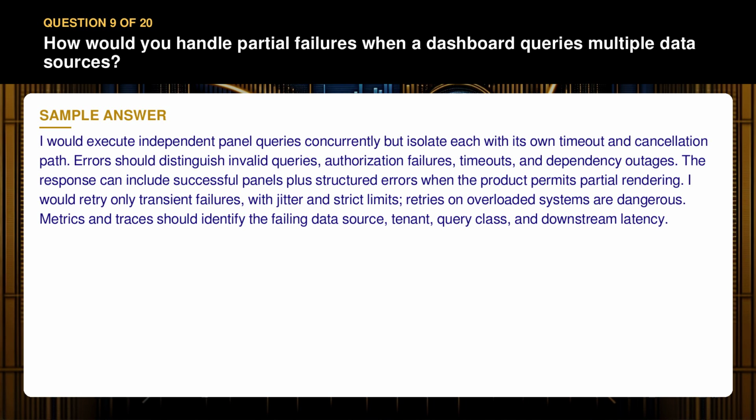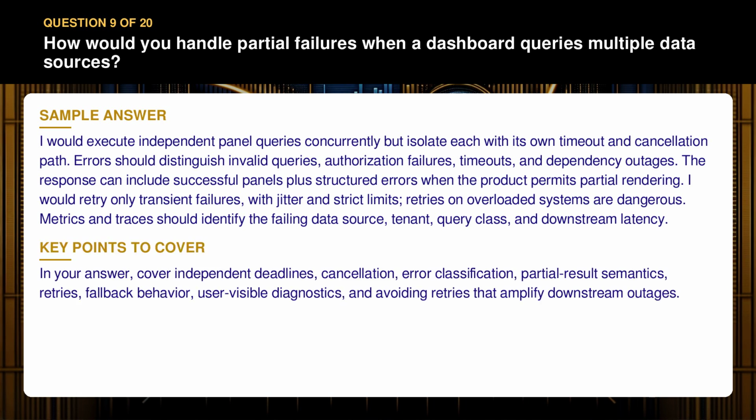I would retry only transient failures, with jitter and strict limits. Retries on overloaded systems are dangerous. Metrics and traces should identify the failing data source, tenant, query class, and downstream latency. In your answer, cover independent deadlines, cancellation, error classification, partial result semantics, retries, fallback behavior, user visible diagnostics, and avoiding retries that amplify downstream outages.